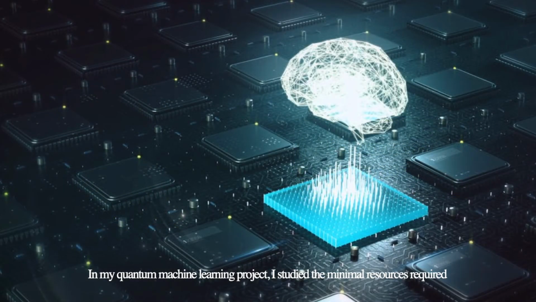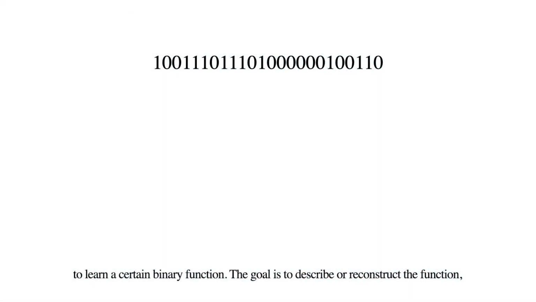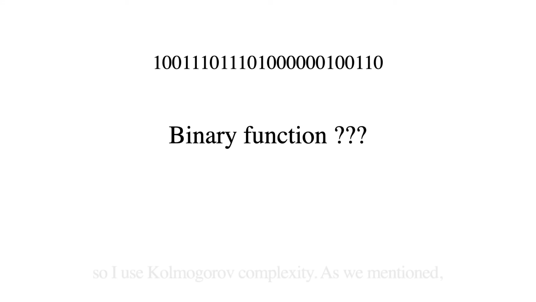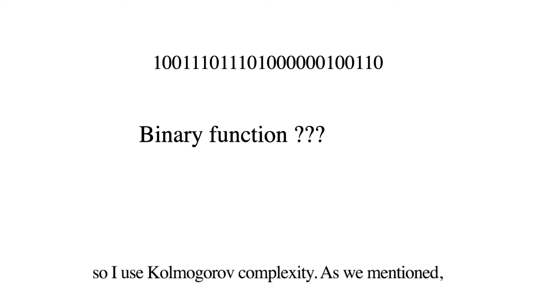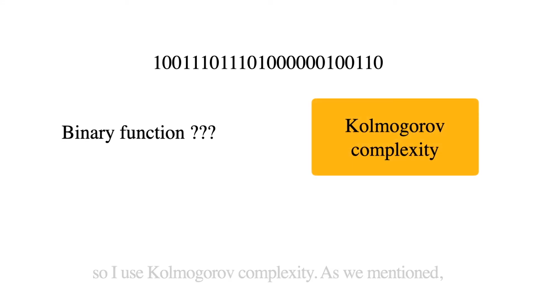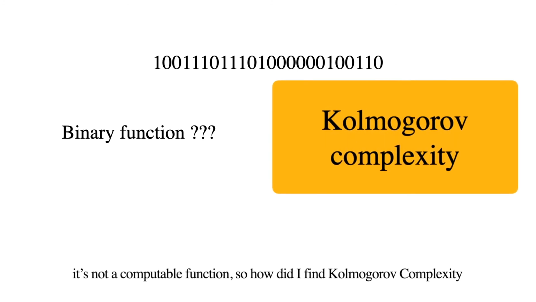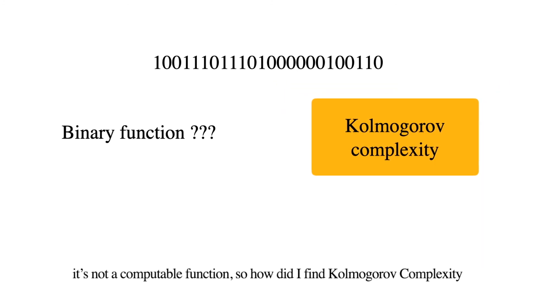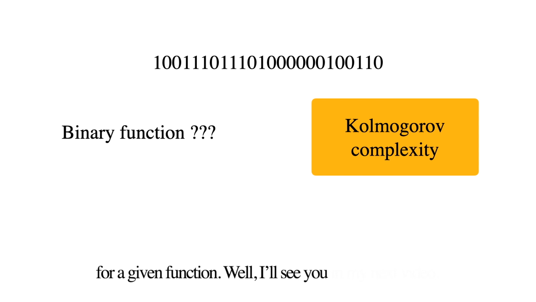In my quantum machine learning project, I study the minimum resources required to learn a certain binary function. The goal is to describe or reconstruct the function. So I use Kolmogorov complexity. As we mentioned, it's not a computable function. So how did I find Kolmogorov complexity for a given function?